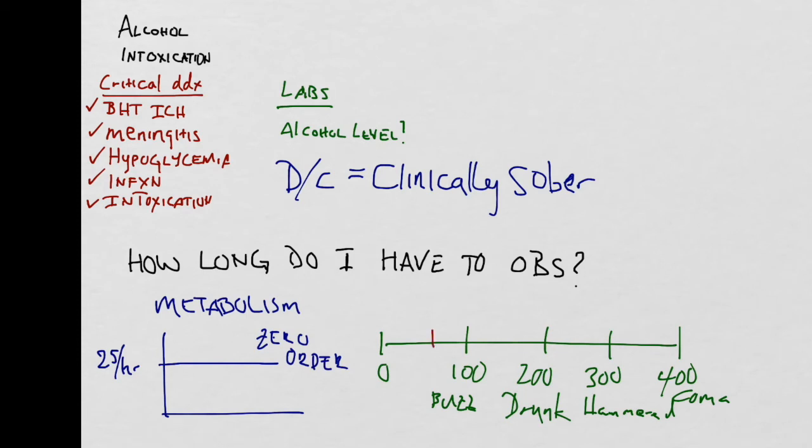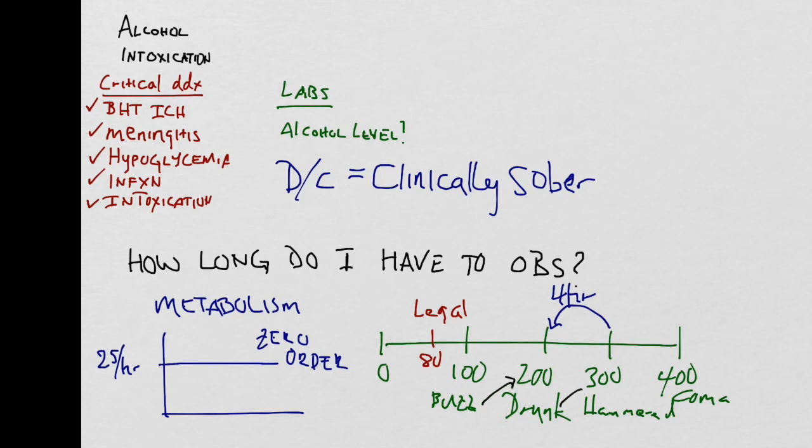For reference, I'll put 80 over here, 0.08, which is the legal limit for some states. So the nice thing about this table is we know that it'll take about 4 hours for a person to have a measurable improvement in their mental status. This is because, as we said, alcohol clears at 25 per hour, and as a result, it'll take 4 hours to go from 300 to 200. So in this case, hopefully the patient has gone from being hammered to now just drunk.